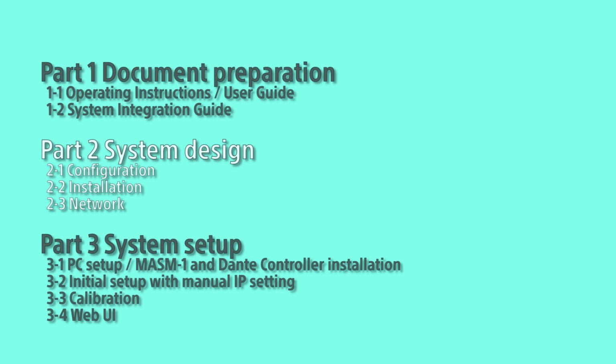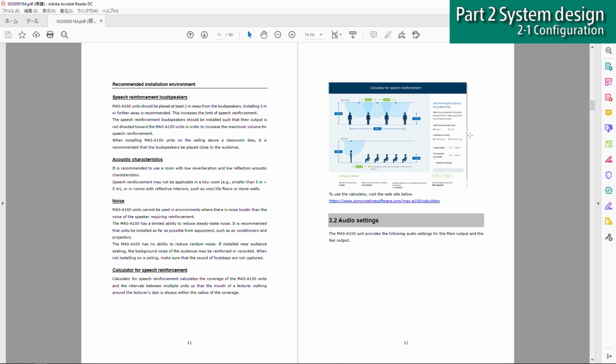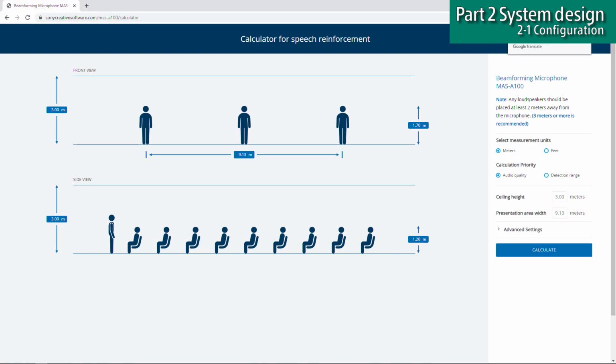Okay, then let's go to part 2, System Design and Configuration. Go back to the System Integration Guide. Please find the link to the calculator for speech reinforcement. That is a kind of simulator for how many microphones are required depending on room size. Okay, then let's start it.